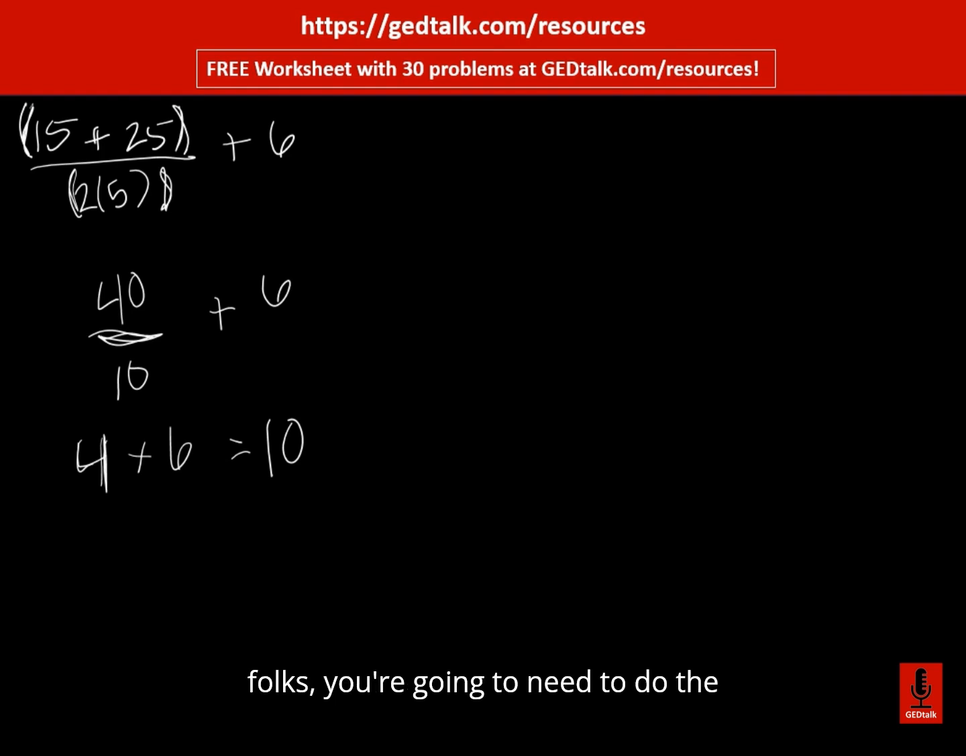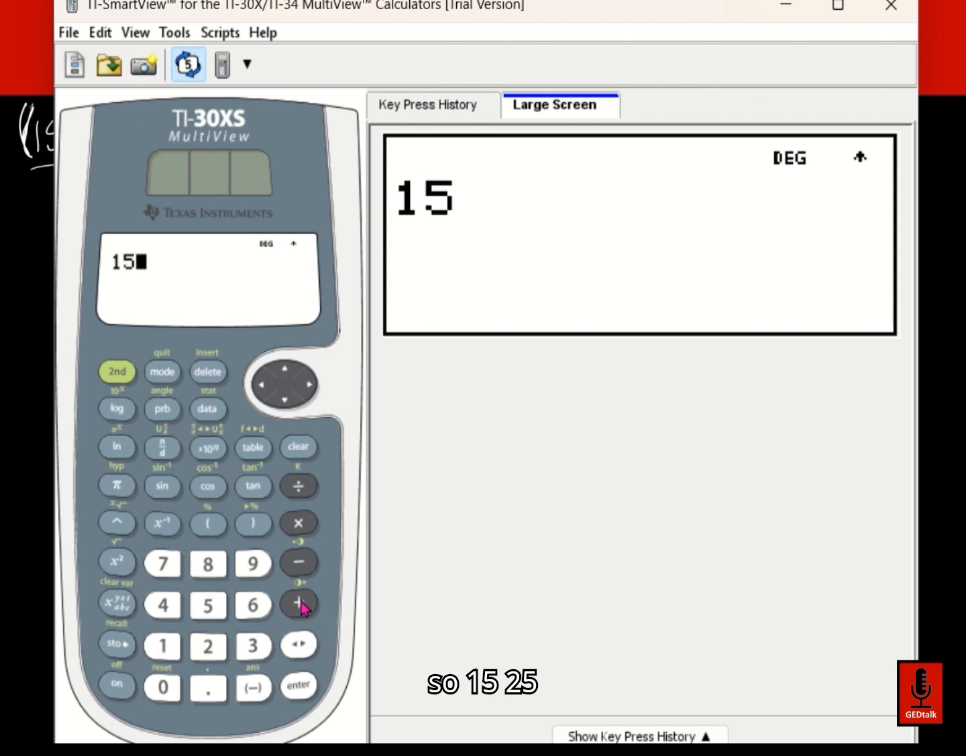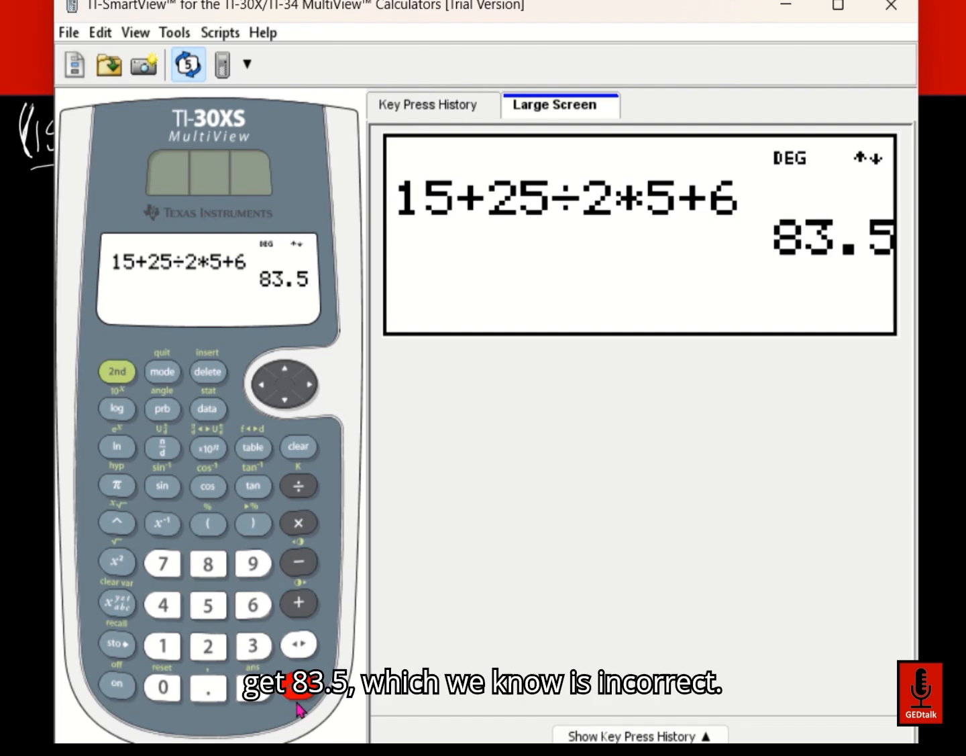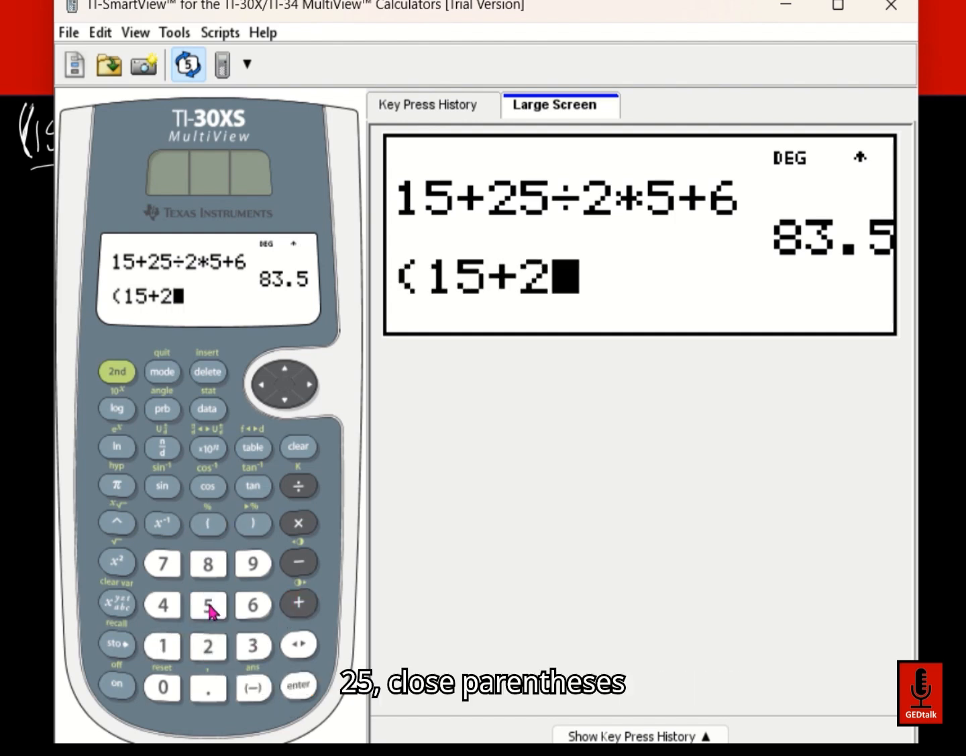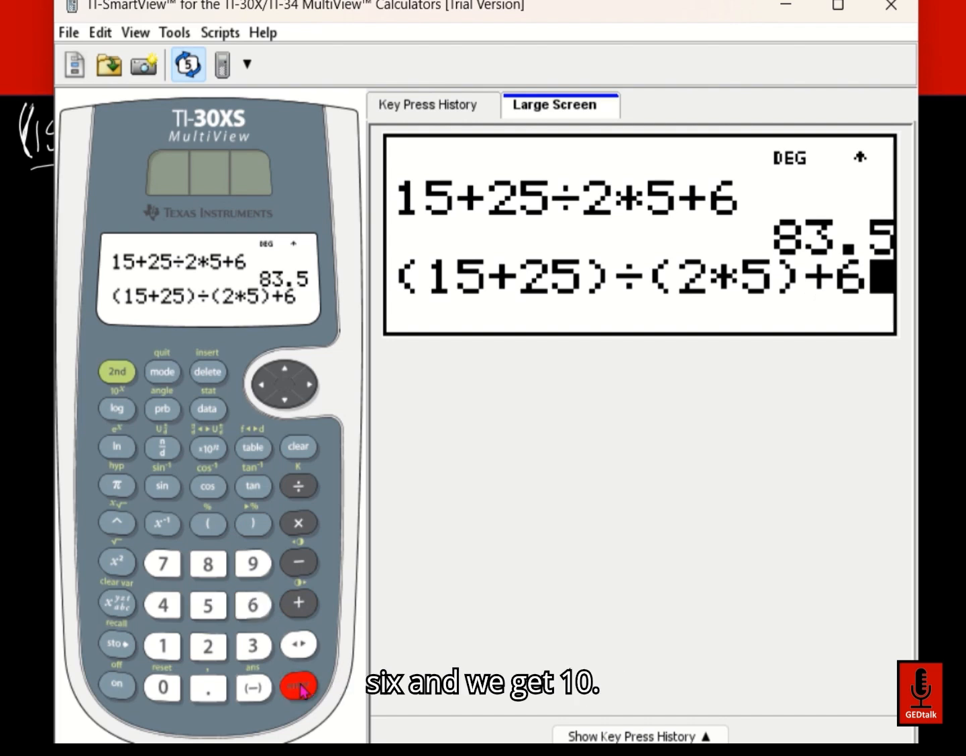Well, folks, you're going to need to do the same thing, literally adding parentheses, if you were to do this on your calculator. So 15 plus 25 divided by 2 times 5 plus 6. And we get 83.5, which we know is incorrect. So let's add those parentheses. So open parentheses, 15 plus 25, close parentheses, divided by, open parentheses, 2 times 5, close parentheses, plus 6.